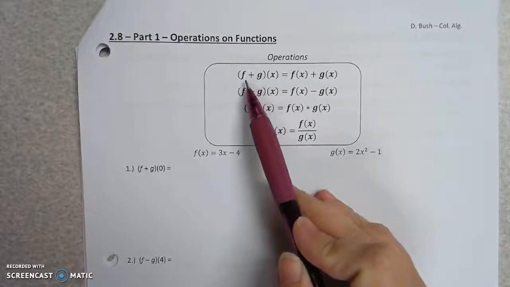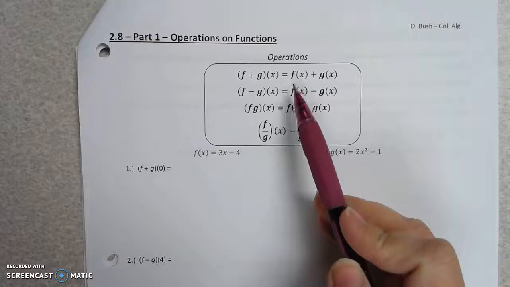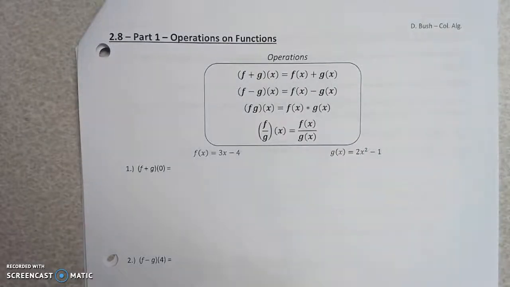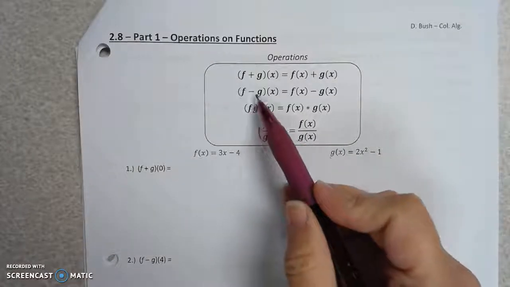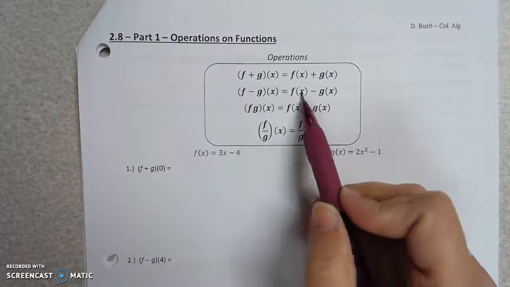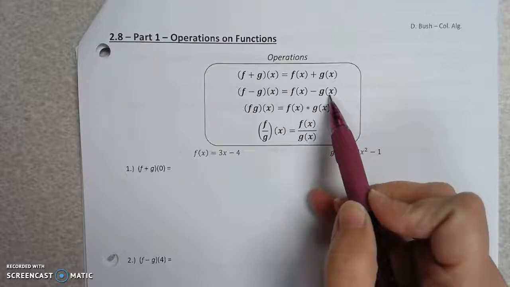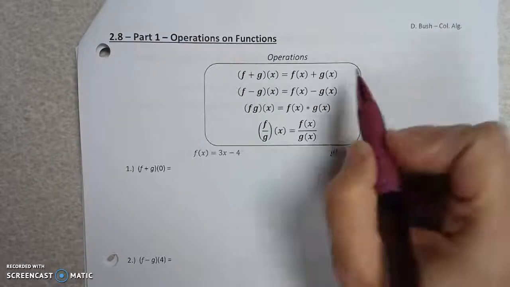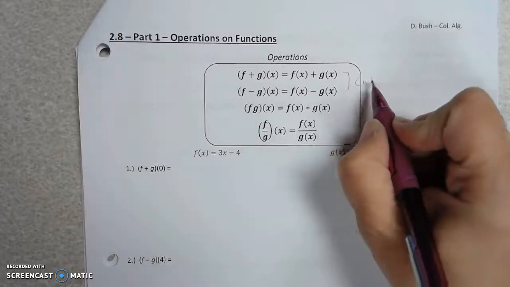You may see it written (f plus g)(x), and that simply means to do f(x) plus g(x). Take the two functions and add them together. (f minus g)(x) means to take f(x) and subtract from it the function g(x). Now these two, adding and subtracting, are really simply combining like terms.